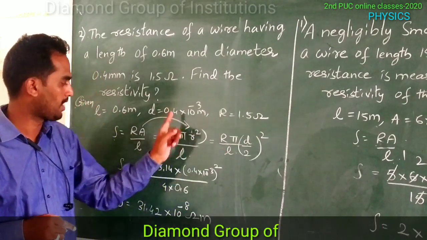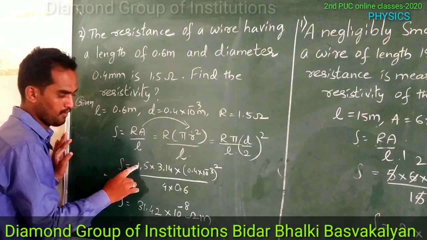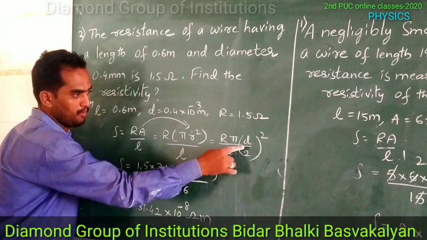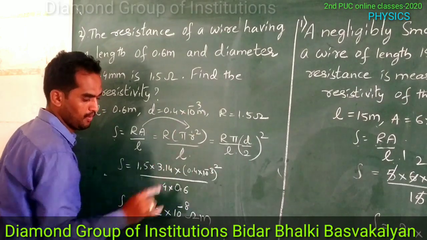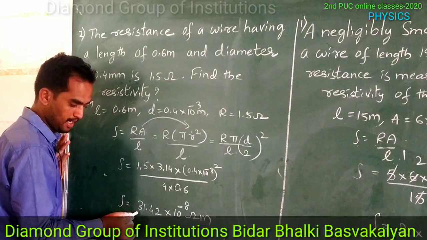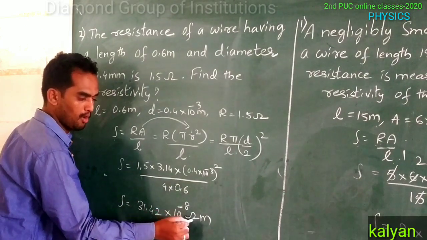And the length value is given as 0.6, and the resistance value is given as 1.5, into pi value 3.14, into the diameter value given, 0.4 into 10 to the power of minus 3, whole square. So if you do the simplification, we are going to get the answer as 31.42 into 10 to the power of minus 8 ohm meter.